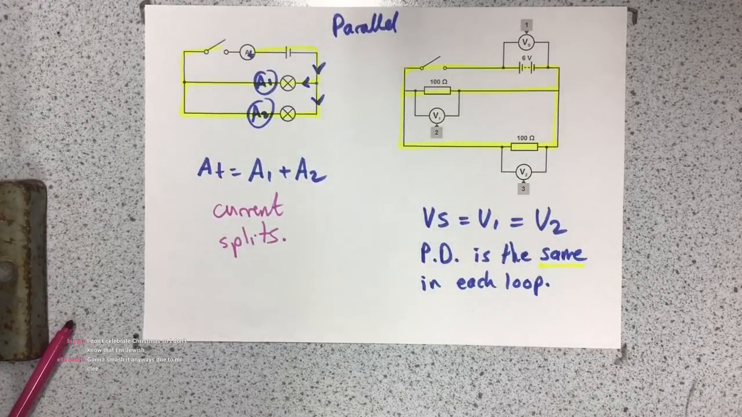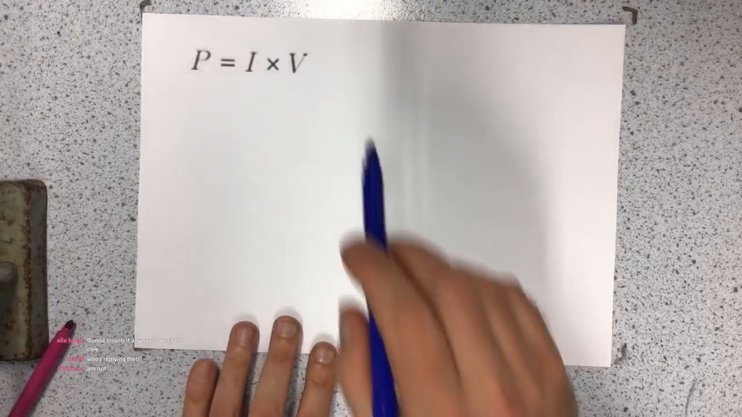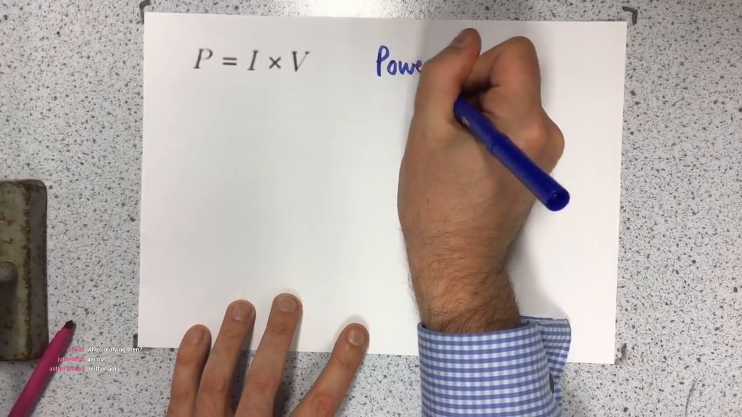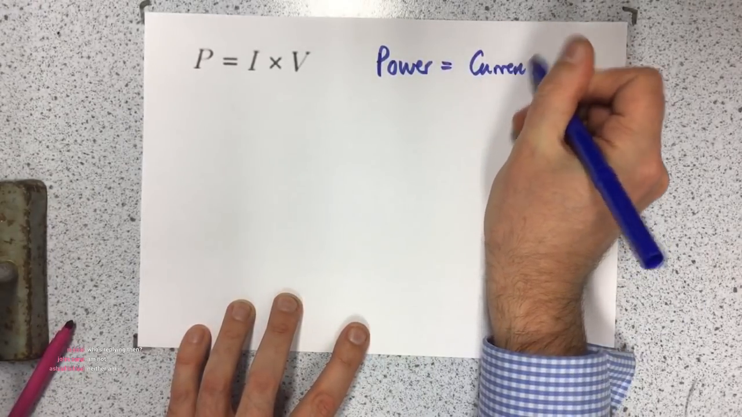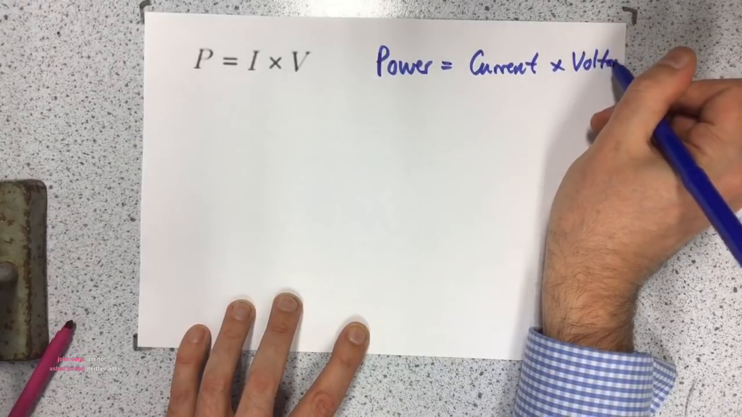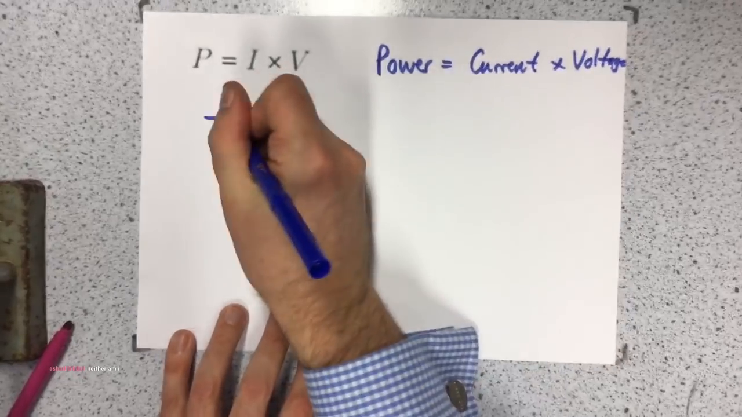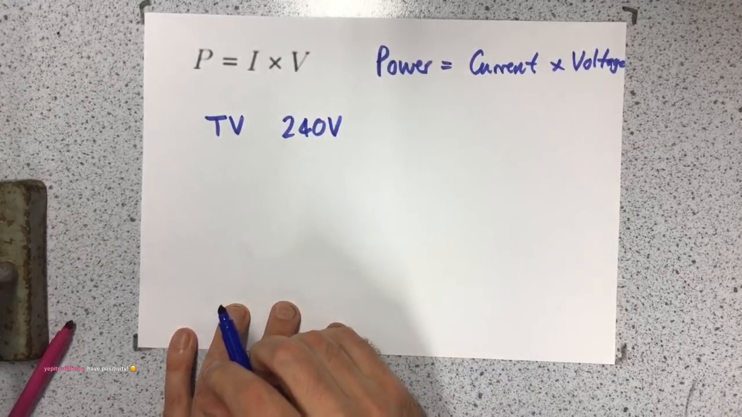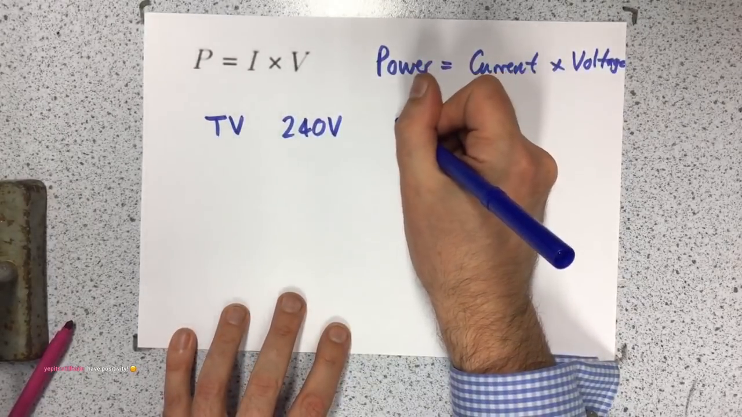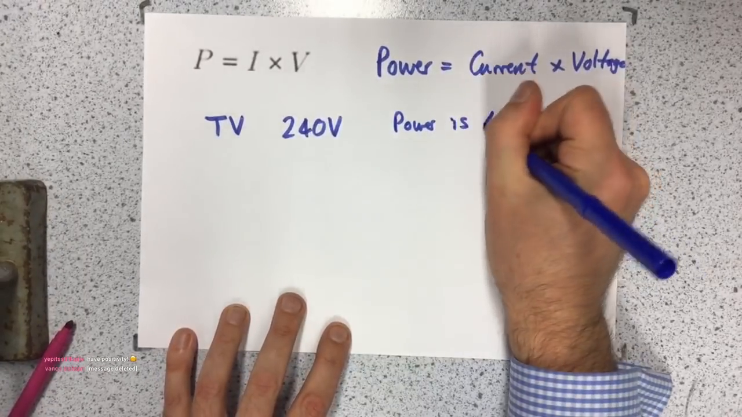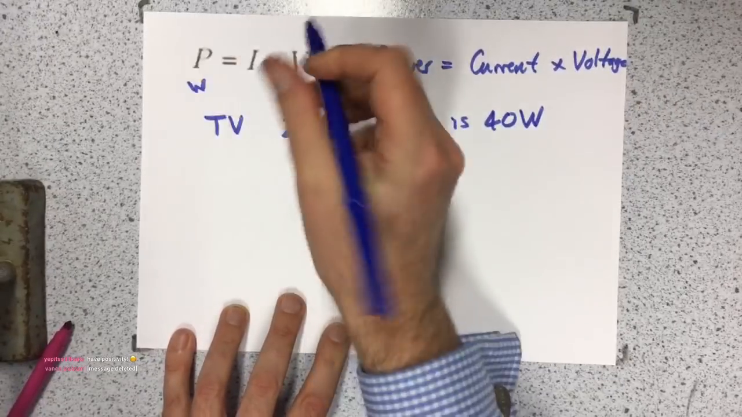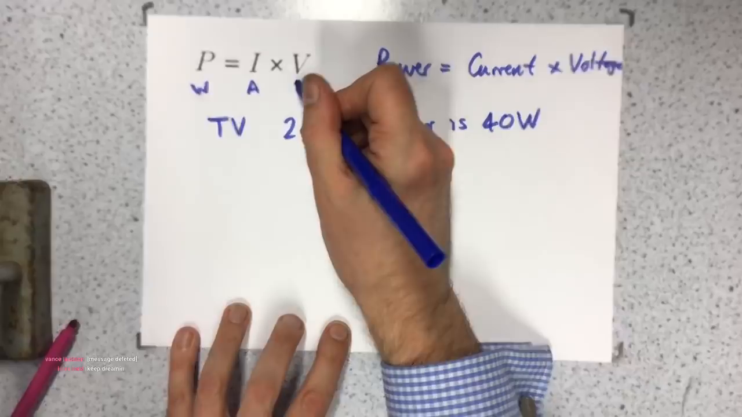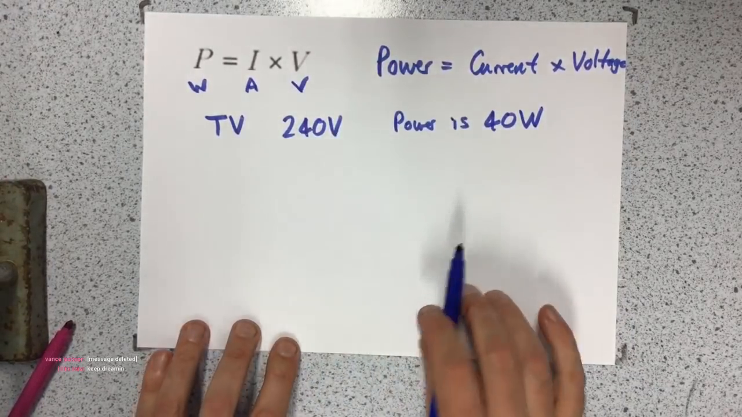Okay. Now then, one thing you will be asked to calculate is power in a circuit, right? Power is equal to the current times the voltage. Okay. Now, that's dead straightforward. If you take a typical TV, what do we know? Well, let's just say it's 240 volts. All right? And let's just say on the back of it, it tells you that its power is 40 watts. Power is measured in watts. Current is measured in amps. And V, voltage.